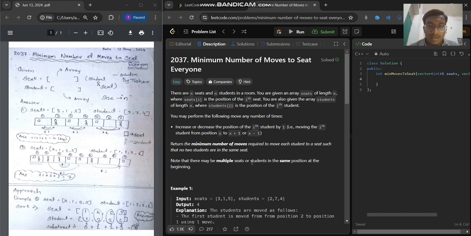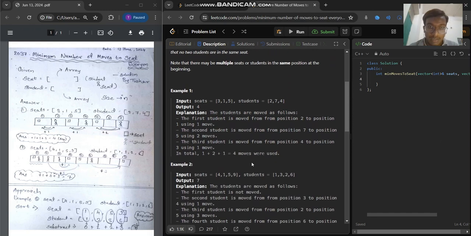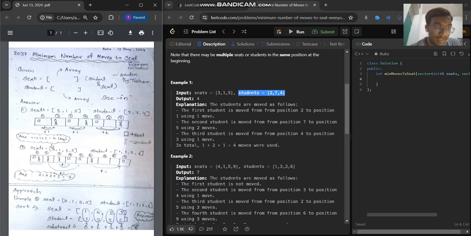After reading the description, you might not get the idea of the question, but when you see the examples given, you will easily understand what they are trying to say and what they want us to do. Initially they gave us the seats array and the students array. You can see the PDF here, where I designed the solution. Both arrays are of size n. So we'll start with the solution.